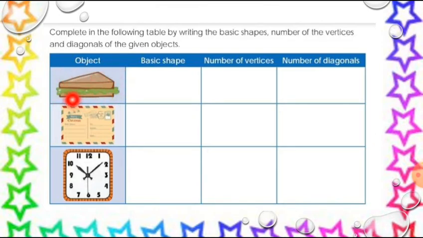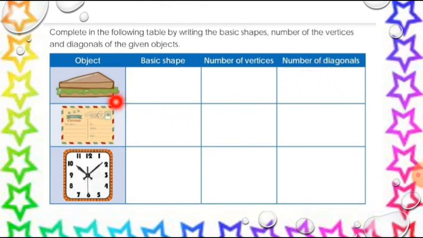Okay, look at this one. The sandwich looks like a triangle, isn't it? So you can write here, basic shape is triangle. Now number of vertices. We know in a triangle how many vertices are there? That is 1, 2, 3. 3 vertices you can write here. Then number of diagonals. We know a triangle doesn't have any diagonal. So the number of diagonals is 0, you can write here.